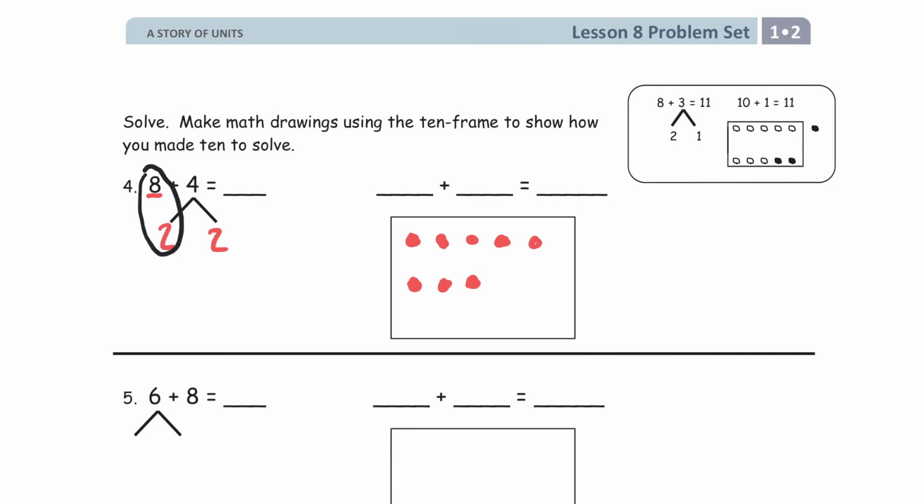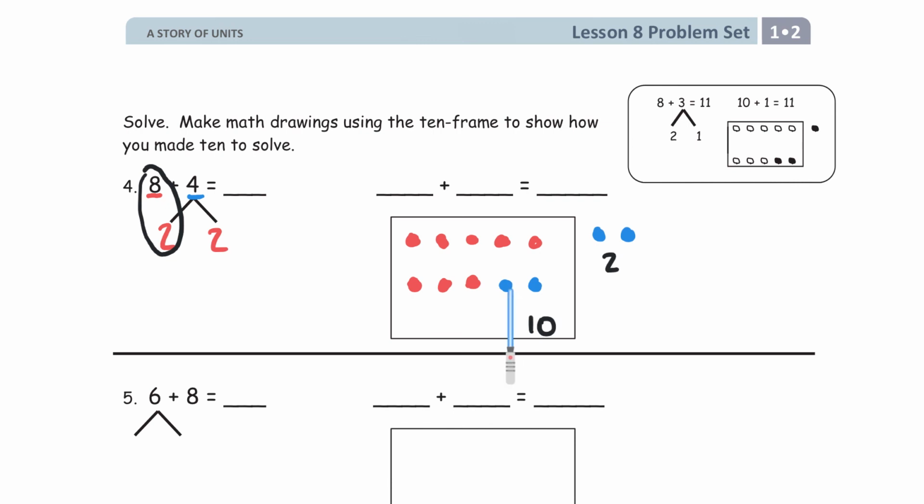So I'm going to underline my 4 in red so we can see that a little better. So there's 1, 2, and then I have to add the rest of my 4 up here, don't I? So 3, 4. So here's what I have. I have my blue dots are my number 4. The red dots are my number 8. So I have 8 and then 2. That equals 10. And then I have 2 left over.